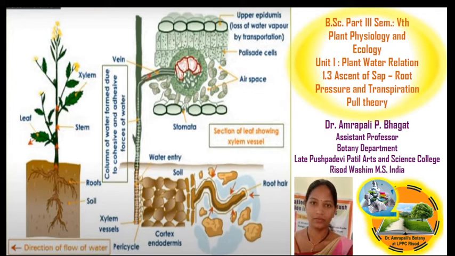Today we are going to learn about how water can be pulled up in an upward direction. That is the ascent of sap. Here is the diagram of a complete plant body, which shows soil and soil water, the root system, and the aerial parts, that is stem, leaves, flowers and fruits.